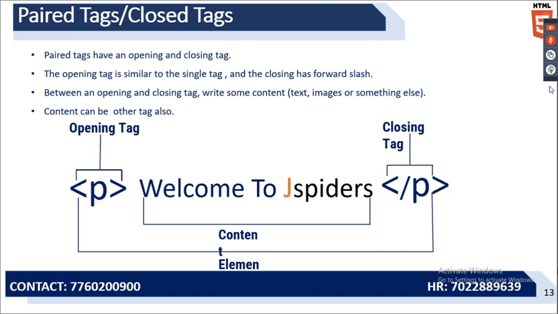Observe here. This is my content, Welcome to JSpiders. We have an opening tag and we have a closing tag, along with the content. If there is an opening tag, a closing tag and content, the whole thing will become what, guys? An HTML element. Remember this also. The whole thing will become an HTML element.